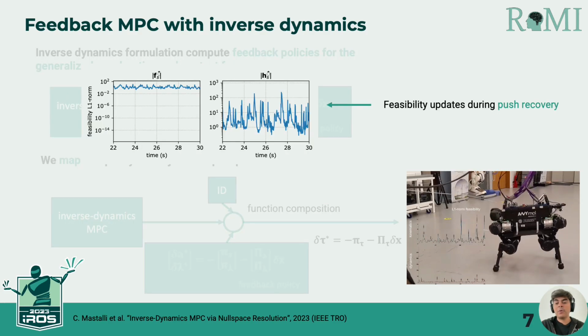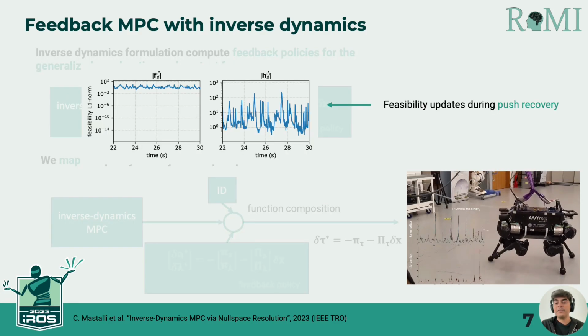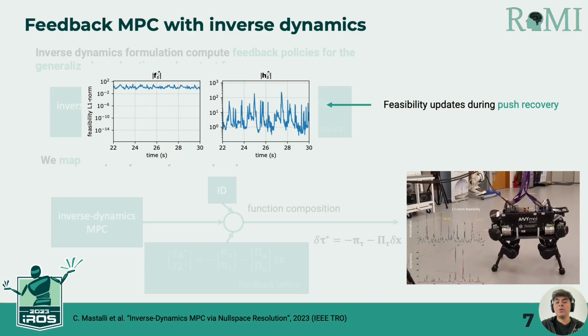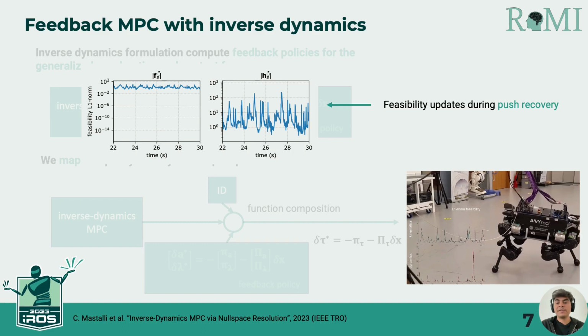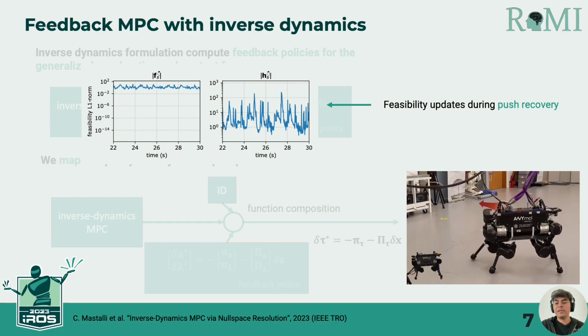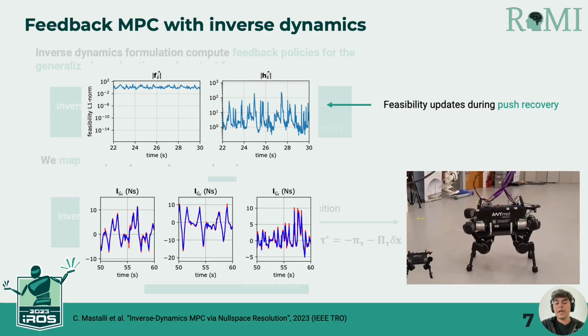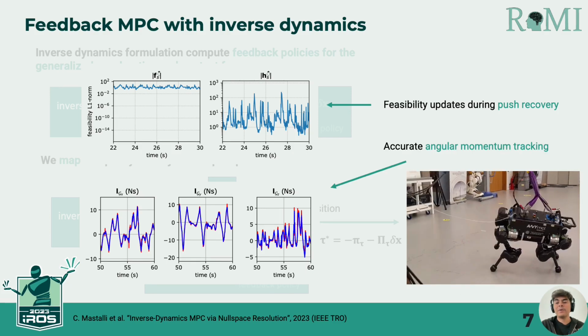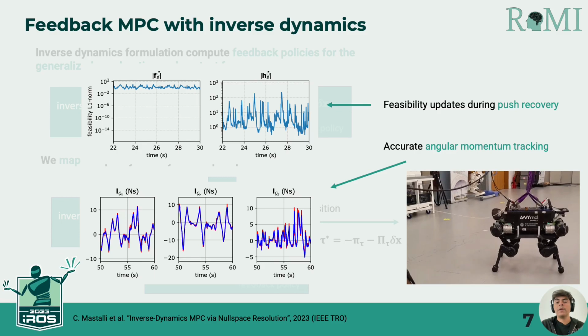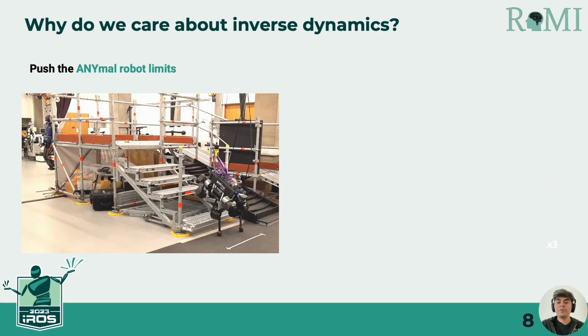Here we can see how our approach updates the feasibility of the kinematics and inverse dynamics when we push the ANYmal robot in this experiment. Push recovery strategy leads to an instantaneous increment in the feasibility of the dynamics. Moreover, our feedback policy achieves highly accurate tracking of the angular momentum. Our inverse dynamic MPC pushes the limit of the ANYmal robot.